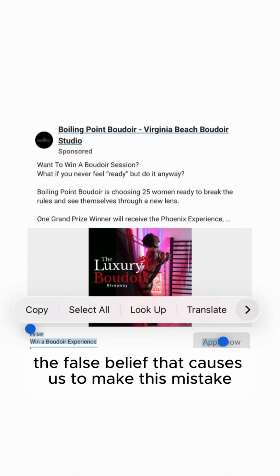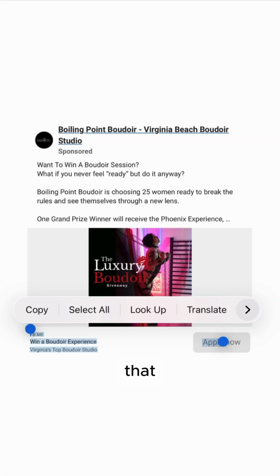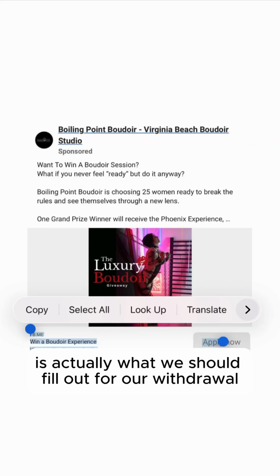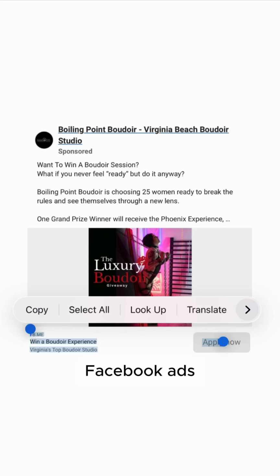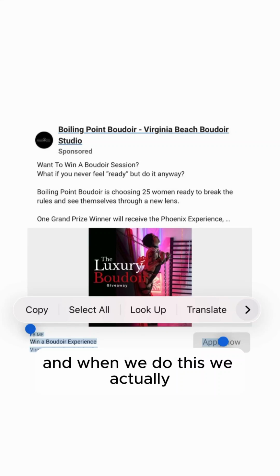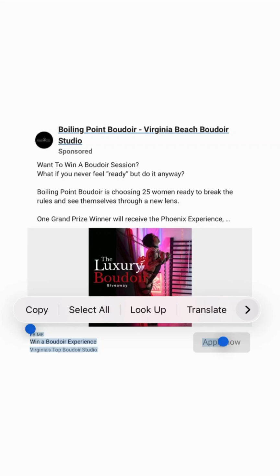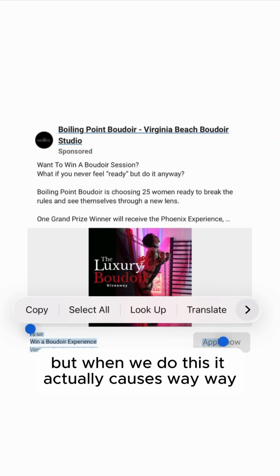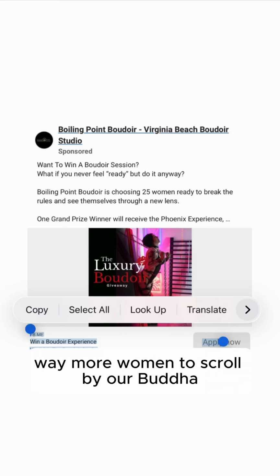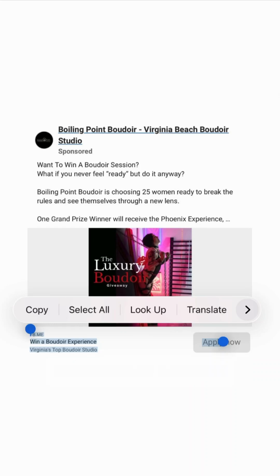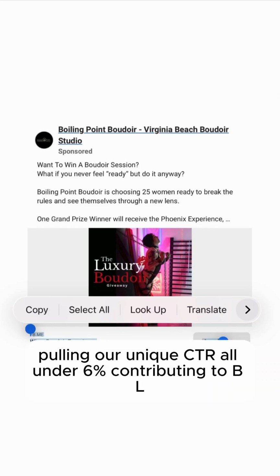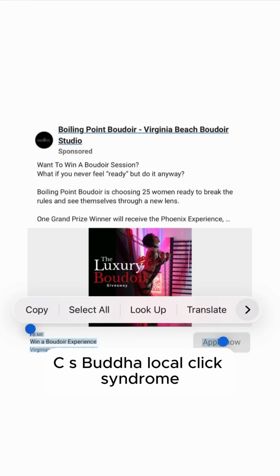The false belief that caused us to make this mistake is that we're trusting what Facebook is telling us to fill out is actually what we should fill out for our Boudoir Facebook ads. But when we do this, it actually causes way more women to scroll by our Boudoir Facebook ads than normal, pulling our unique CTR under 6%, contributing to BLCS, Boudoir low click syndrome.